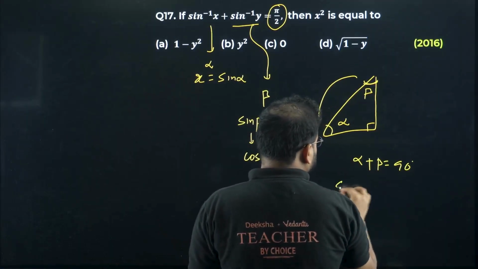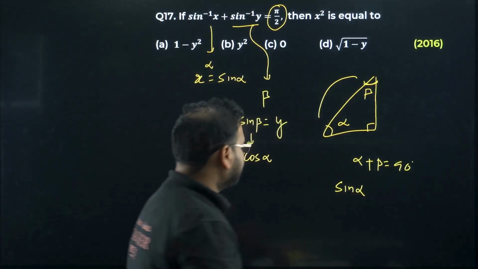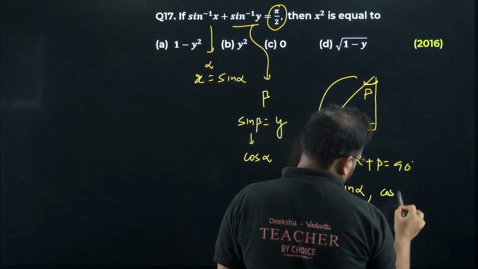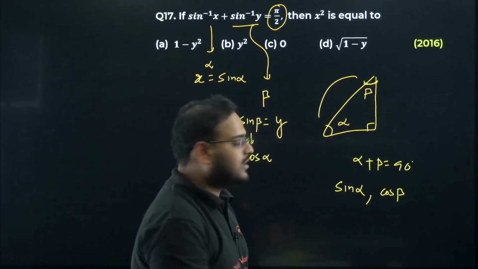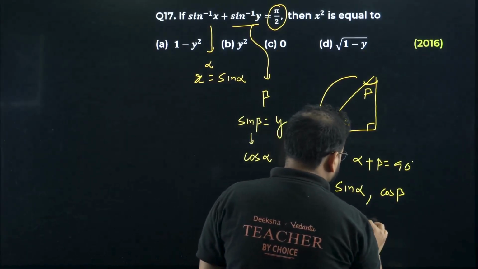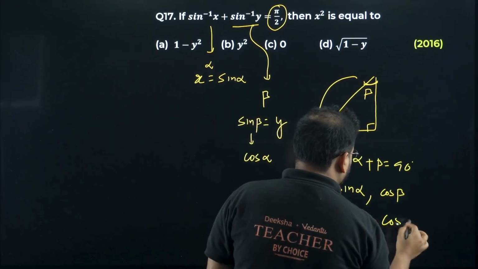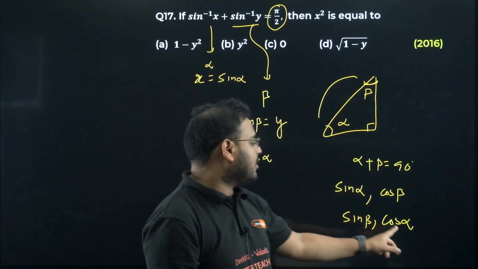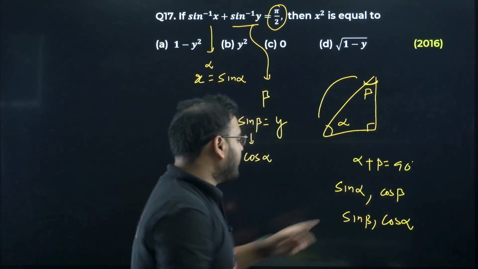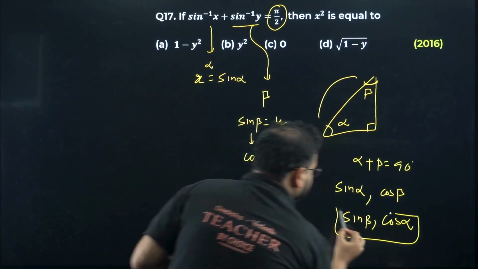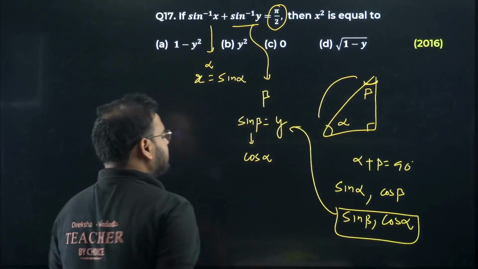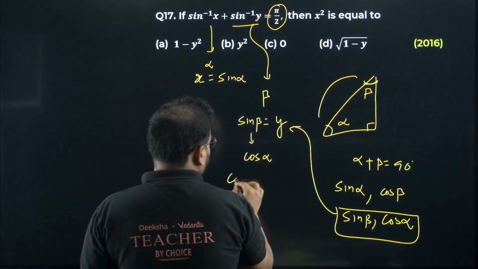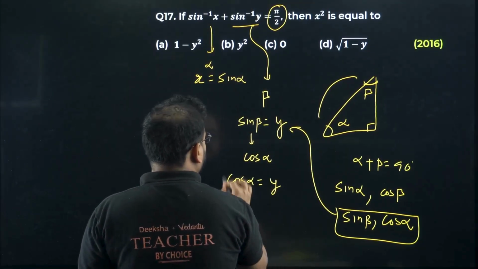So you write here sine alpha or cos beta. Or you can write here sine beta or cos alpha. We'll have the same condition. They are complementary ratios. So sine beta or cos alpha, or sine alpha and cos beta. So I'm talking about this pair being used over here. So I can write sin beta as cos alpha. So basically I'm getting here cos alpha equals to the value y.